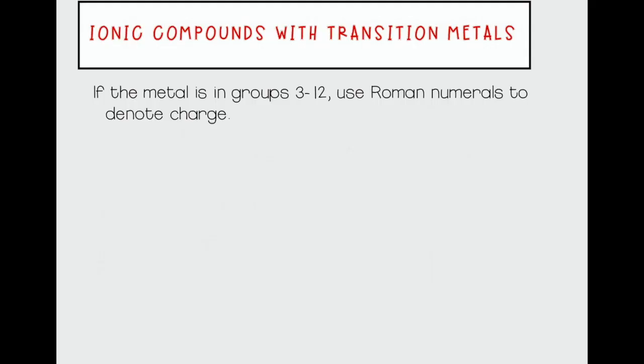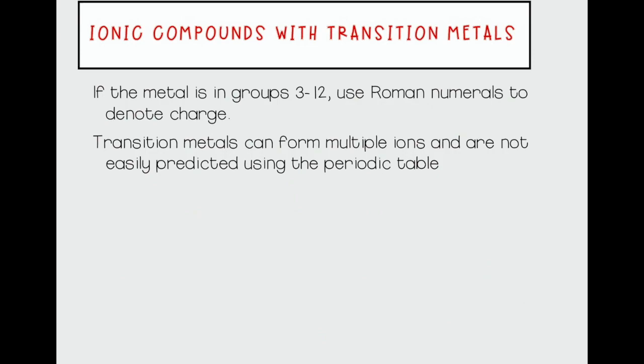So now let's talk about transition metals. Transition metals are a little bit different. If a metal is in group 3 through 12, we are going to use Roman numerals to denote the charge, and that's because transition metals can form multiple ions and they're not easily predicted using the periodic table. So for example, this compound is iron 2 oxide versus this compound is iron 3 oxide.